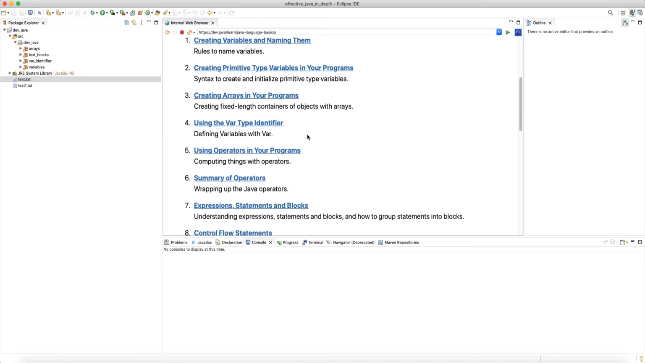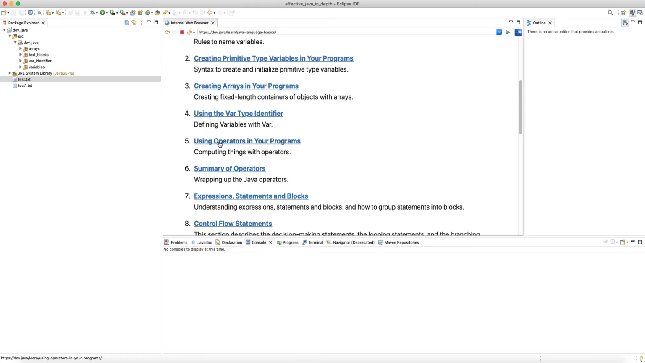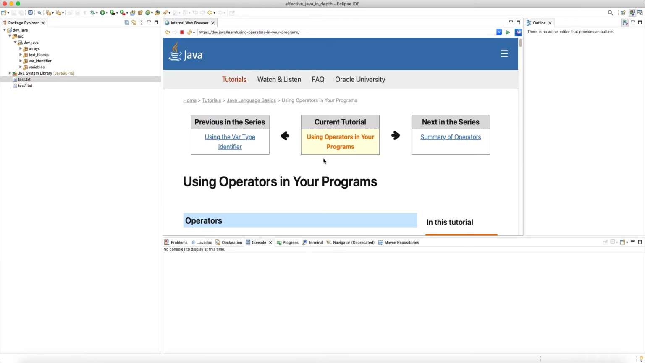We said that it's used for local type inference, so you can just throw in var instead of trying to figure out what the type of the variable is. And now we're going to look at operators in Java.